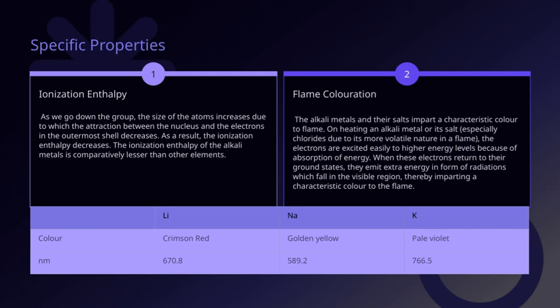In fact, alkali metals have relatively low ionization enthalpies compared to other elements, which makes them more reactive and easier to excite in a flame. This decreasing ionization enthalpy down the group explains why the characteristic flame colors are so prominent and easily observed.